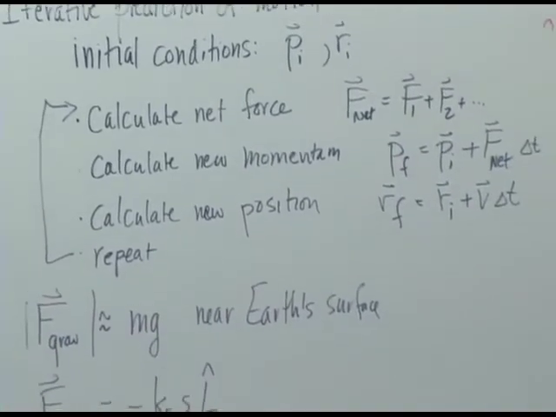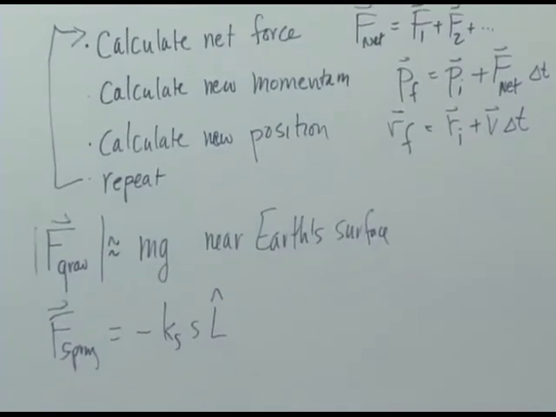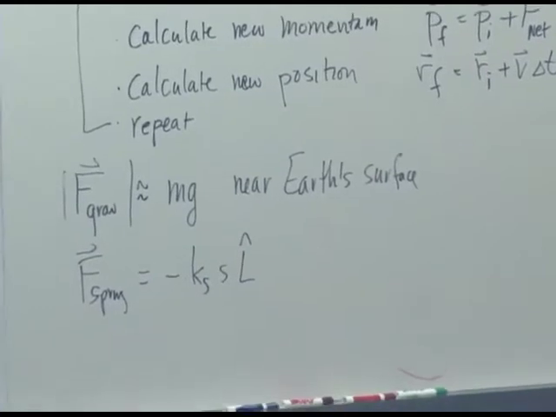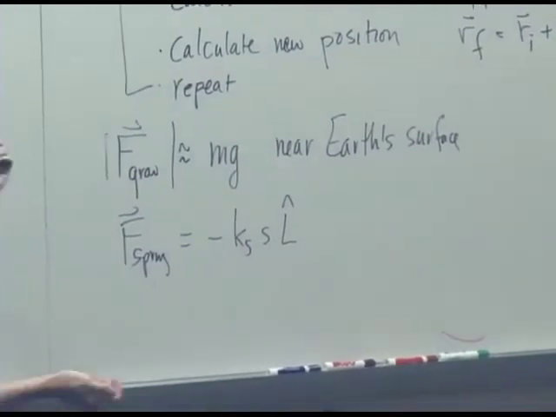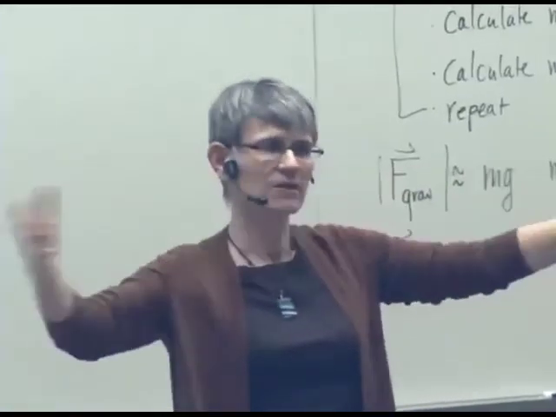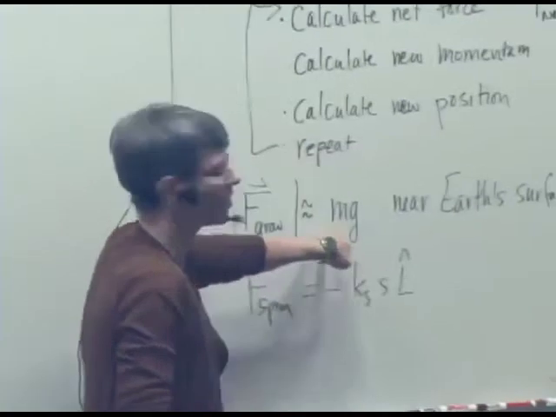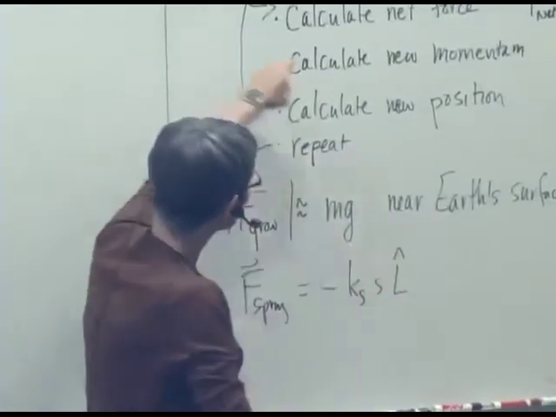For example, the spring force we were calculating, the force on an object attached to a spring, depended on where it was relative to the end of the spring. We'll see next week that the gravitational force depends on the relative position of two objects, except this approximate force near the surface of the Earth.